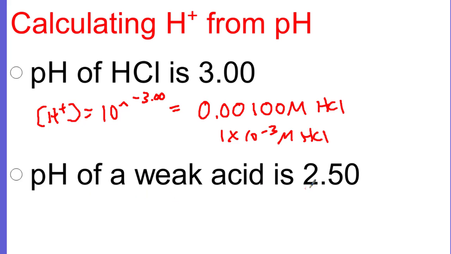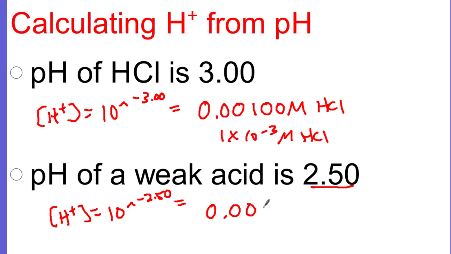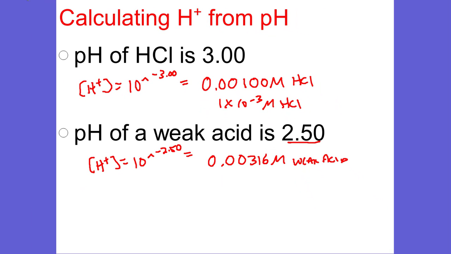We have a pH of a weak acid that is 2.50. Remember, I said that you can't find the pH of a weak acid using your pH calculations, but you can if you know the pH is 2.50, then that gives us how much H+ concentration we have, which means we do 10 to the negative of 2.50. You do that in your calculator and you end up getting 0.00316 molar of my weak acid. Okay, so that's calculating the H+ from your pH. You can do that with weak acids, strong acids, doesn't matter.